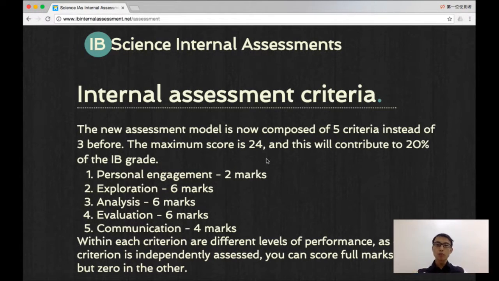So for our overview, first of all, we have personal engagement. Now, personal engagement has only been implemented for around 2 years. Basically, instead of just using really typical scientific experiments, they want students to actually think about whether something interests or intrigues them. Then they plan an IA, an experiment on it, to test out the hypothesis, look at the results and find out the answer to their own queries or questions that they have had from a long time ago. So this is the personal engagement mark.